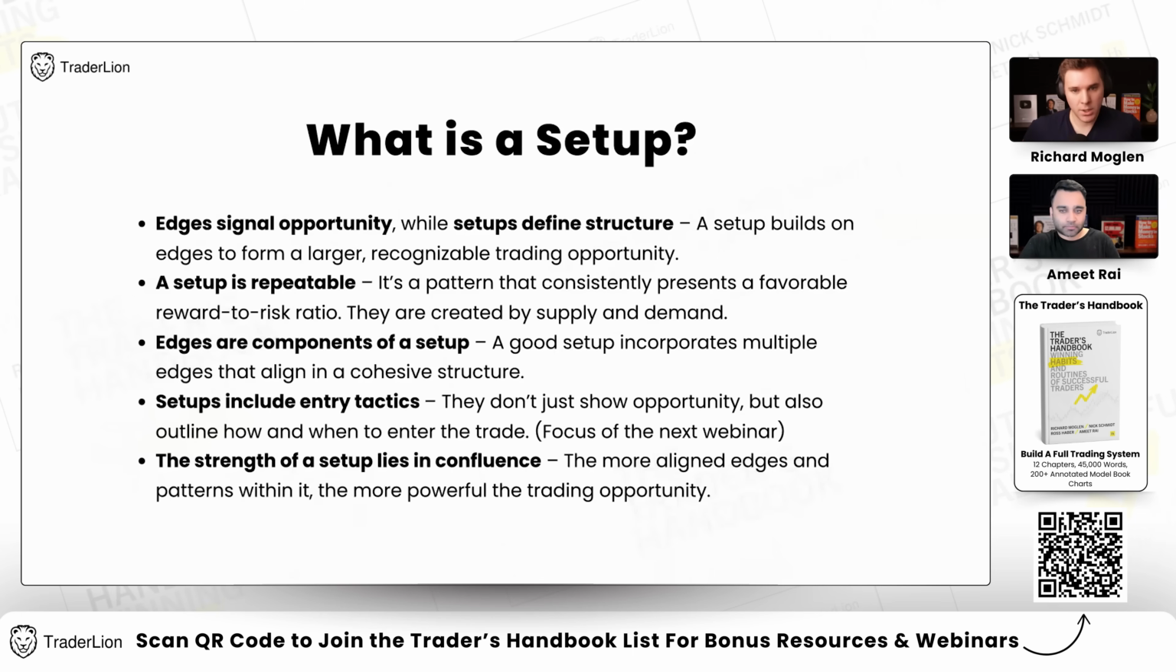All right. So getting into the meat of it here, what is a setup? While edges signal opportunity, setups define structure around that. A setup builds on edges to form a larger, recognizable trading opportunity and pattern. A setup is repeatable. It's a pattern that consistently presents a favorable reward to risk ratio. And these formations, these patterns are created because of supply and demand accumulation by institutions. They're not just things that we memorize.